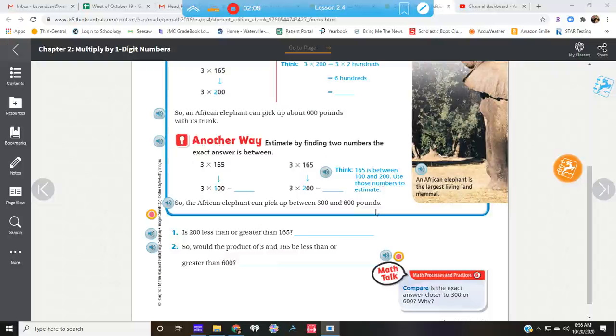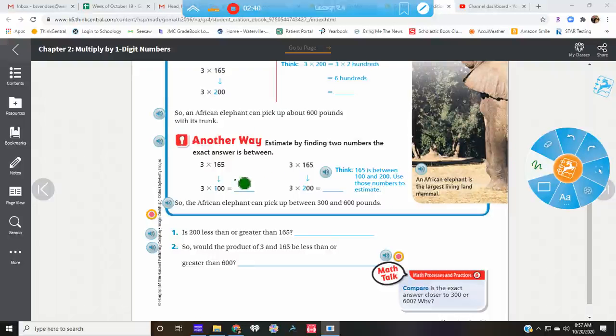We're going to find the estimate by finding two numbers that are the exact answers in between. Okay? So if we round the first one, we look at 165. We're going to look at what's the lowest hundred. Well, 165 is between 100 and 200. It's in between 100 and 200. So we're going to make this one times 100. So 3 times 100 is 300.